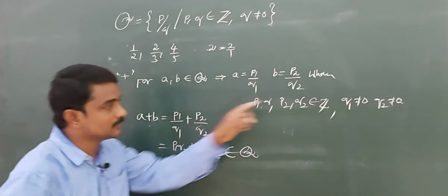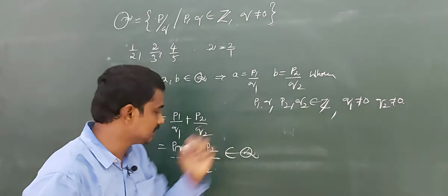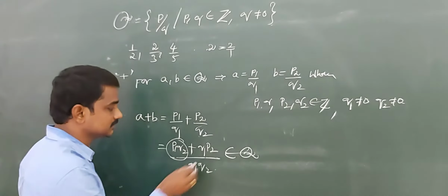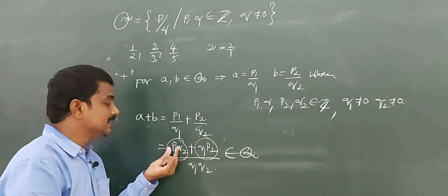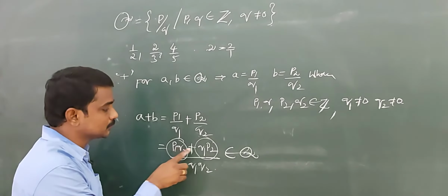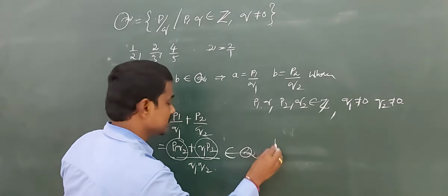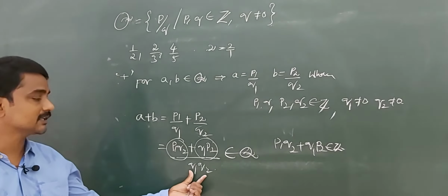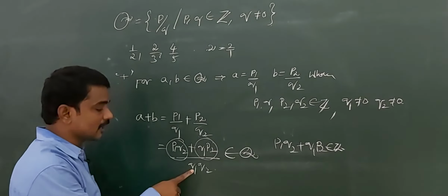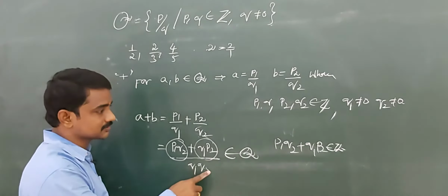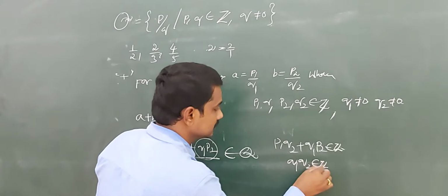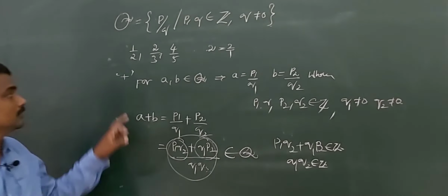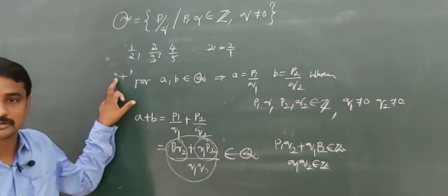Multiplication is a binary operation on Z, so p1 into q2 belongs to Z, and q1, p2 belong to Z, so q1 into p2 belongs to Z. So addition being a binary operation on Z, p1 q2 plus q1 p2 belongs to Z. Next, q1, q2 belong to Z, and product is a binary operation on Z, so q1 into q2 belongs to Z. So the numerator belongs to Z and the denominator belongs to Z. So the total element belongs to Q. So addition is a binary operation on Q.